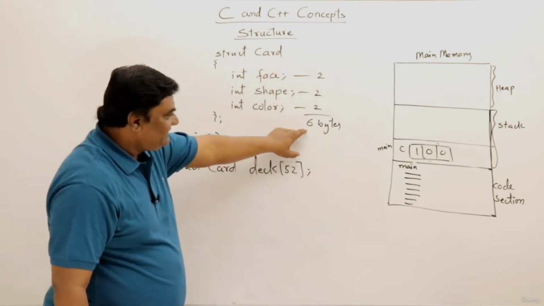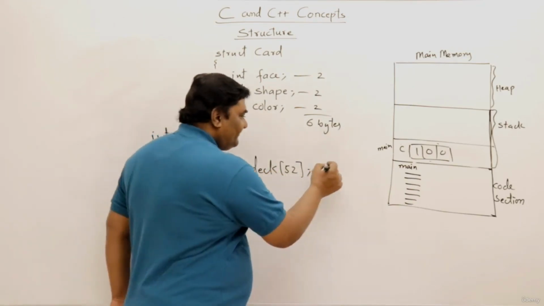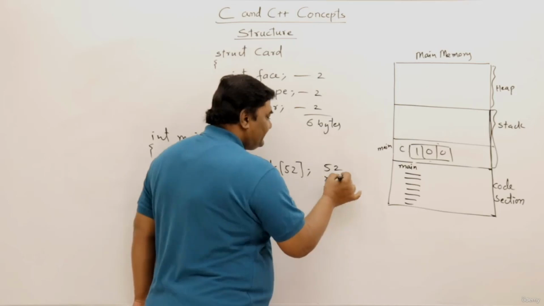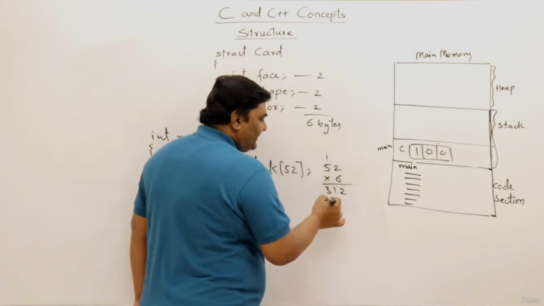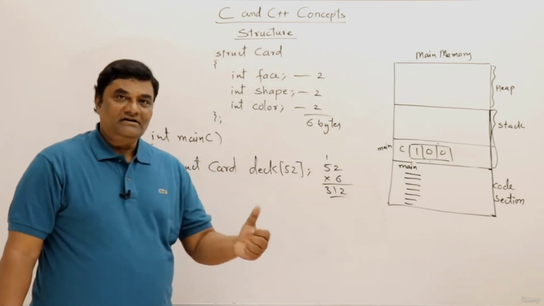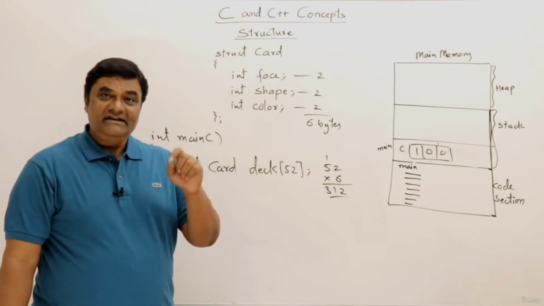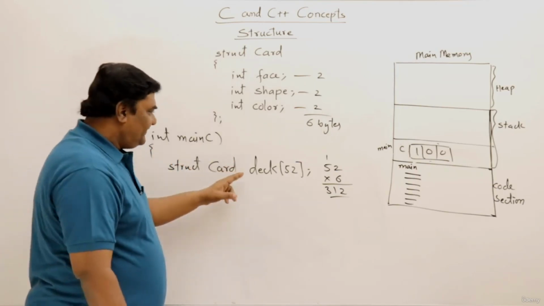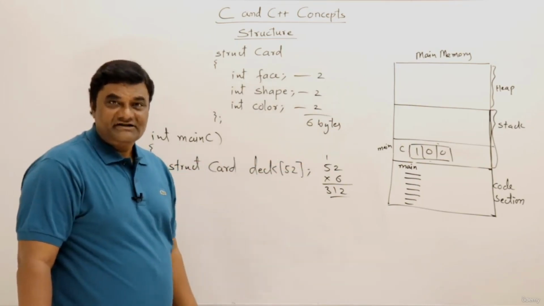So one structure is taking 6 bytes. Total how many bytes will it be taking? It will be taking 52 into 6 bytes, right? So 312 bytes it will take. So I'll get 52 different cards. Now each card I can access with the help of its index. I can also initialize this array of structures.